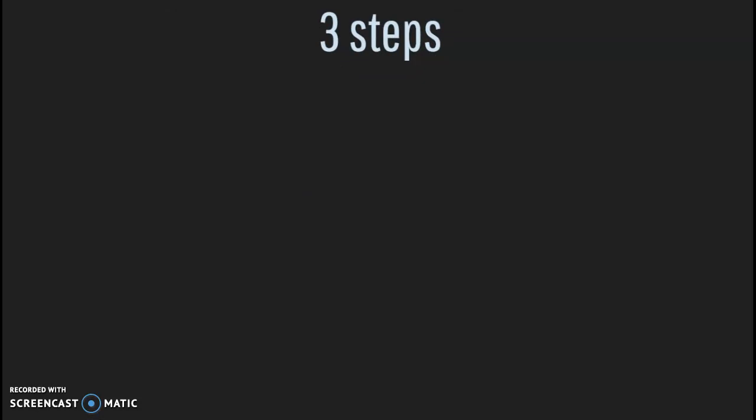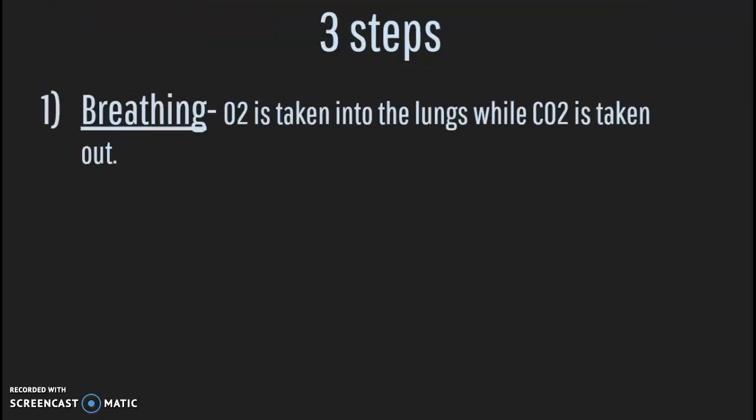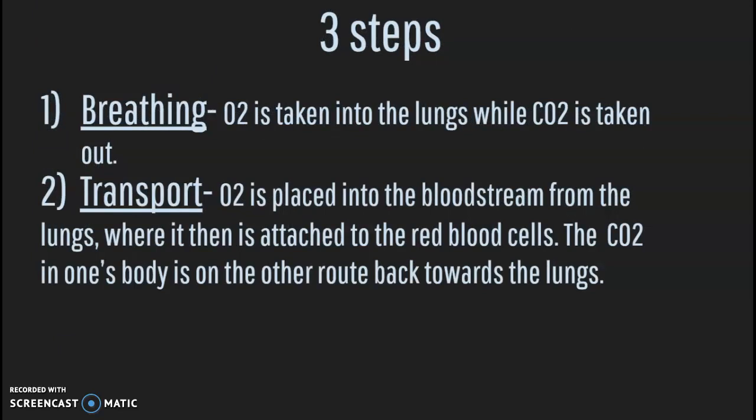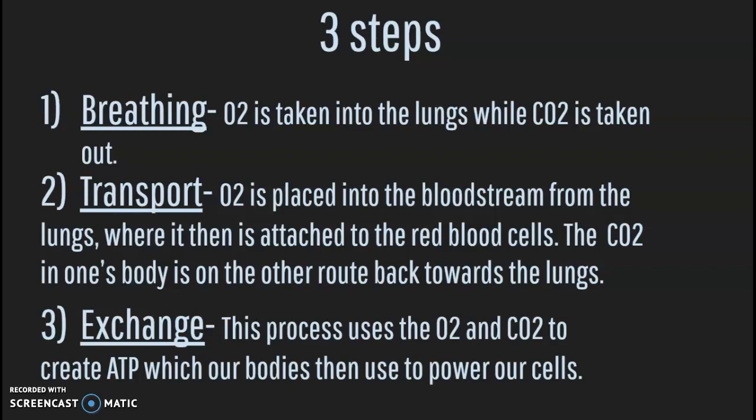For gas exchange to properly work, there are 3 important steps. The first one is breathing, and this is when oxygen is taken into the lungs while carbon dioxide is taken out. The second step is transport. This is when oxygen is placed into the bloodstream from the lungs, where it is then attached to the red blood cells. The carbon dioxide in one's body is on the other route, back towards the lungs from the red blood cells. It's an endless cycle. The final step is known as exchange. This process uses the oxygen and carbon dioxide to create ATP, which our bodies then use to power our cells.